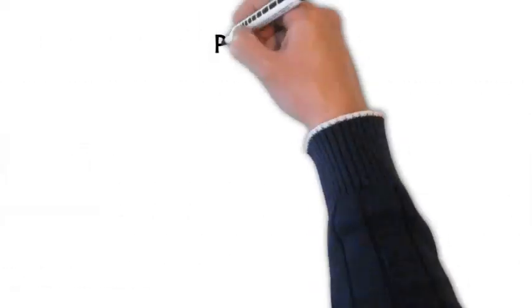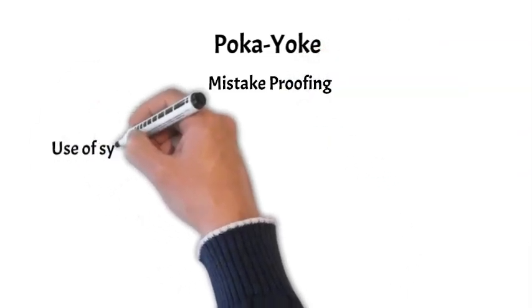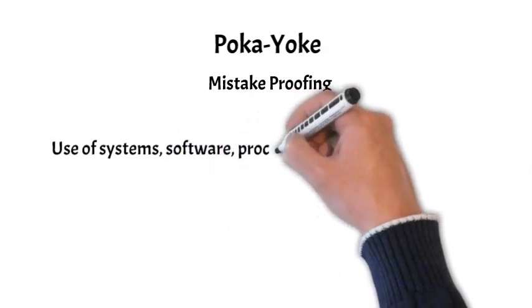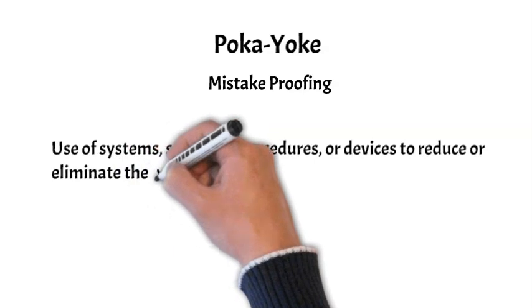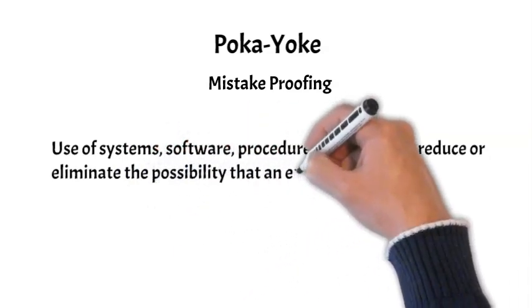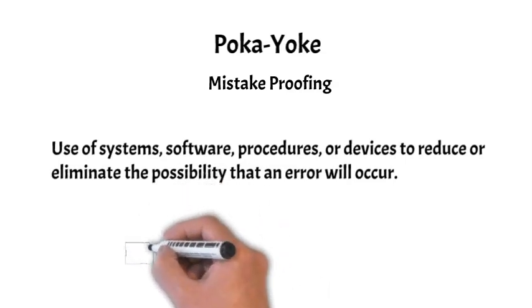The sixth is Poka-yoke. Poka-yoke is a Japanese term that can be translated as mistake proofing. It typically involves the use of systems, software, procedures, or devices to reduce or eliminate the possibility that an error will occur, or makes the error instantly noticeable once it does occur.